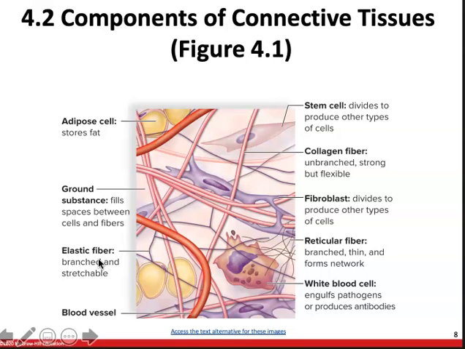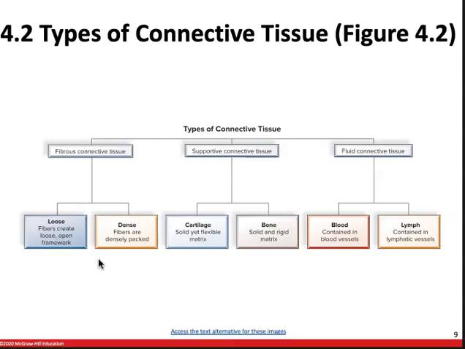There are three main types of connective tissues. There's fibrous, supportive, and fluid. So we'll go through each one of those. Fibrous connective tissues come in two main forms. There's loose and dense, both of which contain fibroblasts separated by a matrix, so that ground substance and fibers.